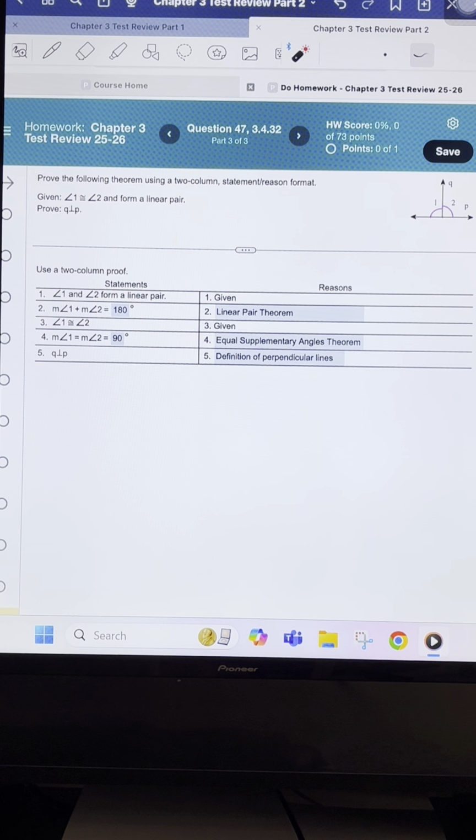Now, this is one of those two-column proofs that we talked about. We're first given that 1 and 2 form a linear pair. So 1 and 2 are a linear pair. What does a linear pair mean? A linear pair is two angles that form 180 degrees. So this is saying that the measure of angle 1 plus the measure of angle 2 is 180. So it's saying that this and this are 180. And how do I know that? Because of the linear pair theorem.